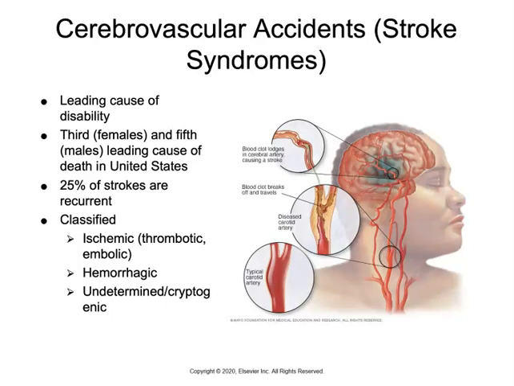And our strokes can be classified into three main types that you see listed here. We have ischemic, which is due to a blockage within the artery and could be classified as either a thrombotic stroke from a local clot, or an embolic stroke from a clot that is traveling from another part of the body. The other type is going to be our hemorrhagic, which is due to a ruptured blood vessel. And then we have undetermined or cryptogenic, where there's no clear cause that's identified.